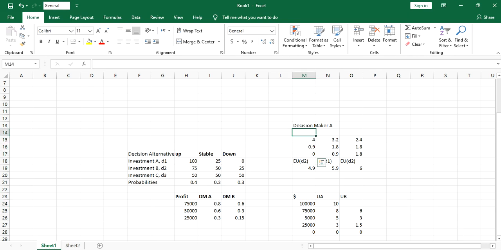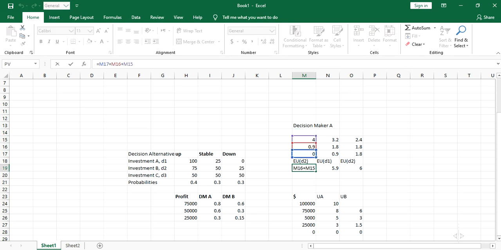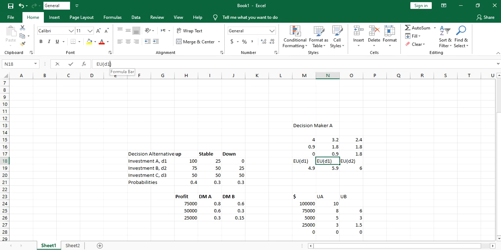And we sum all of them over here. We sum them and we get this. The same for the second investment B. Expected value of decision 1 and expected value of decision 2, and this is expected value of decision 3. Okay, so the highest one is this one for decision maker A.